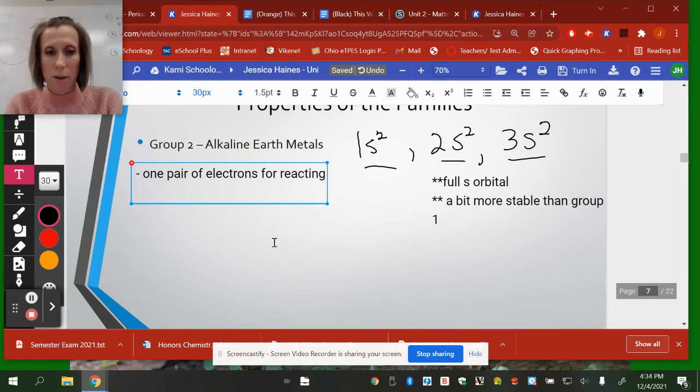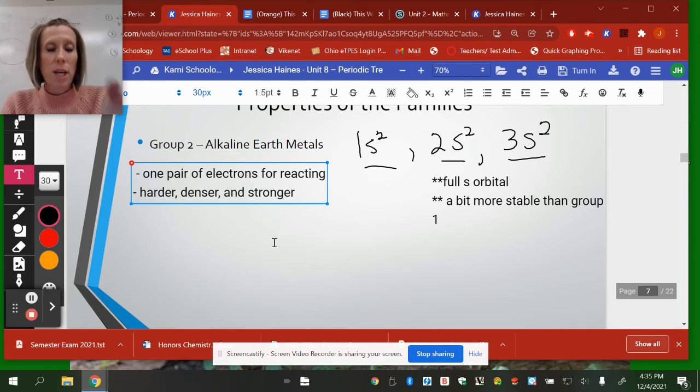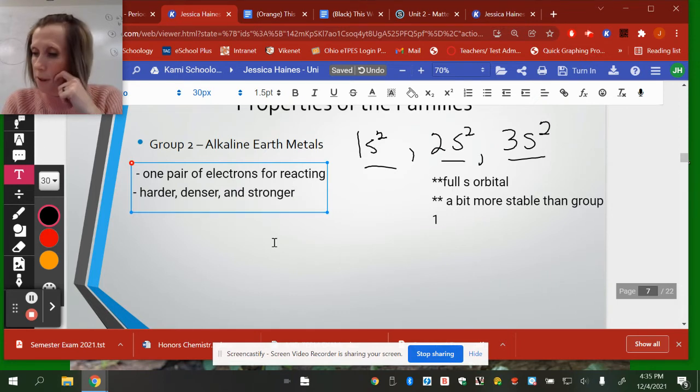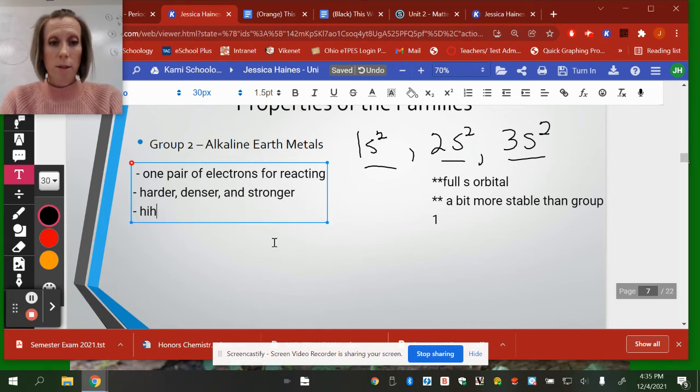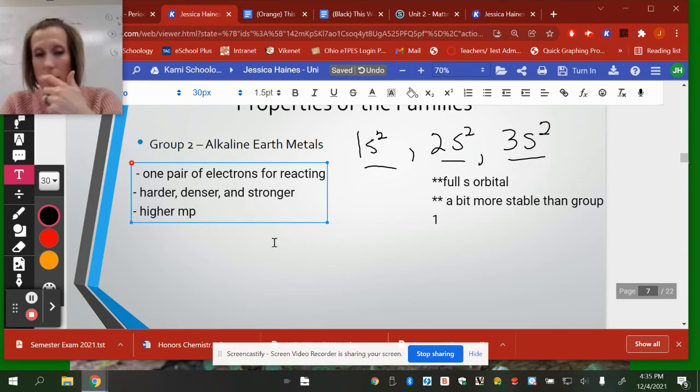They are harder than the alkali metals, denser than the alkali metals, and stronger. So anything that I put in here with "more than," I'm referring back to the first group on the periodic table. So they're harder, denser, and stronger than group 1, or the alkali metals. They have higher melting points, again, higher melting points than the alkali metals. And they're not found pure in nature.